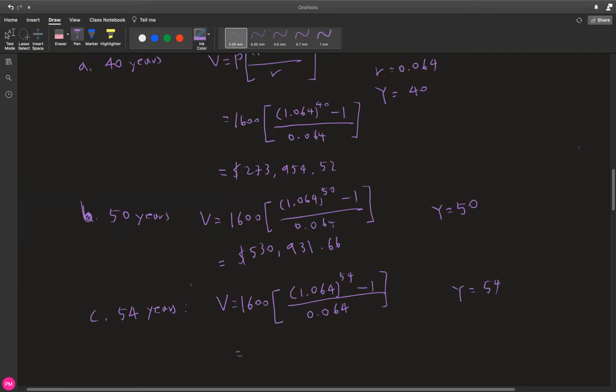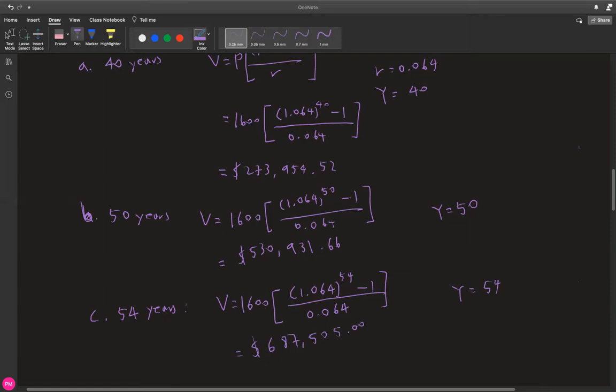And just by waiting 4 more years, now that account is $687,505 on the dot. So that was now only 4 more years compared to 50. I'm sorry, 50 years. But that just yielded another $150,000. So that's a significant amount of difference.